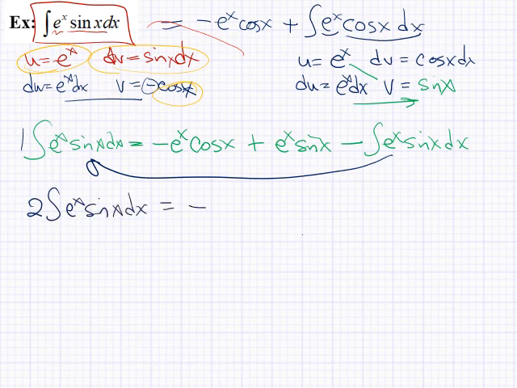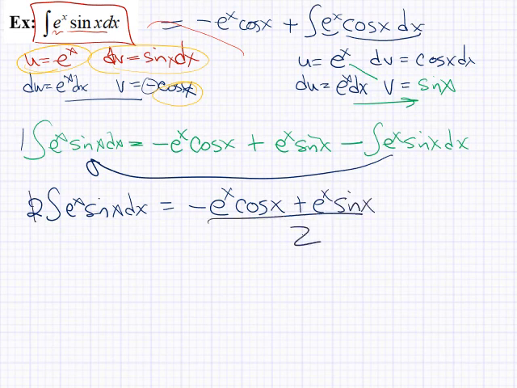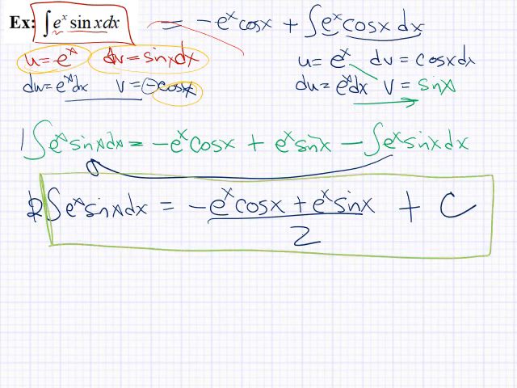What's left on the right hand side is this: minus e to the x cosine x plus e to the x sine x. So then I just have to divide by 2, and there's my answer. Throw plus c on the end for good measure. So the integral of e to the x sine x is equal to this.